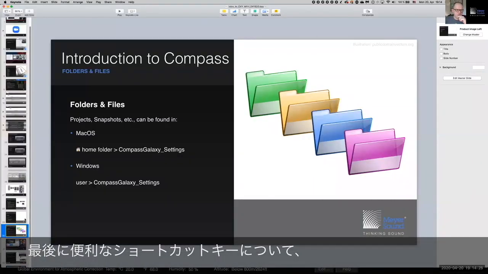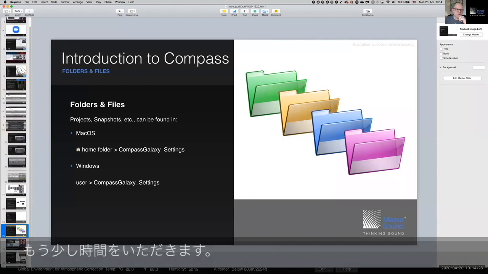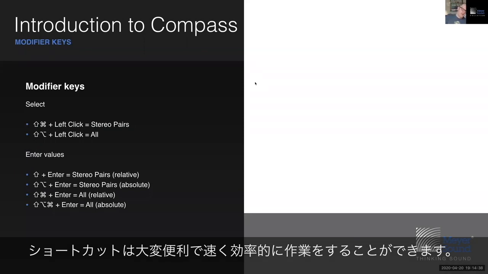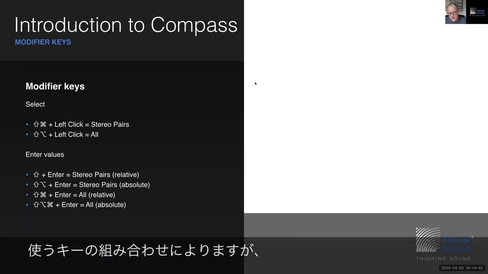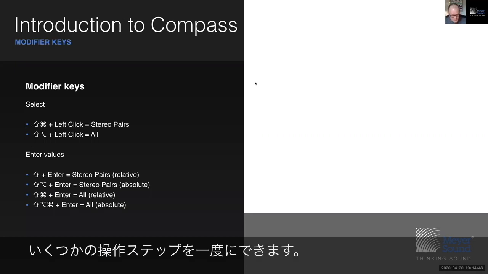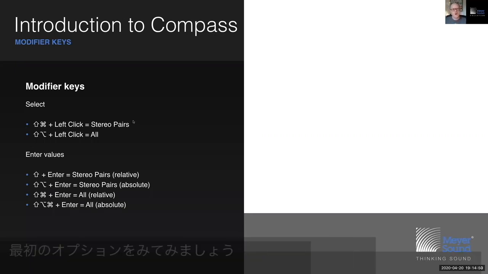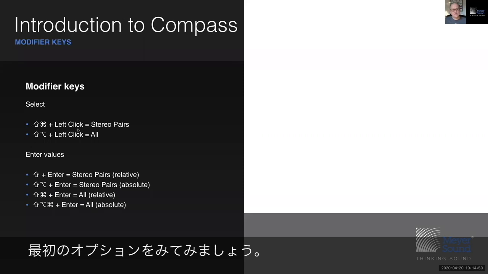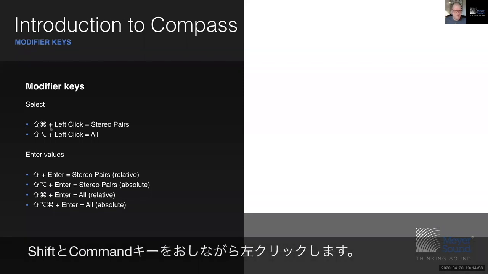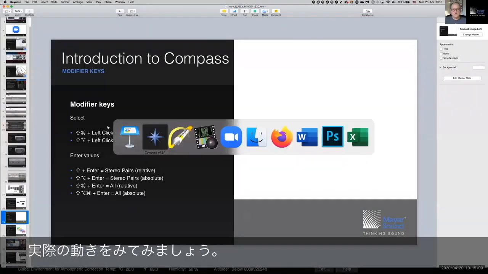Finally, something which is really expedient, I'm going to take one more minute to cover that, are the modifier keys. You might want to take a screenshot of this. This is really convenient, the modifier keys, if you want to work fast and efficiently, because depending on which hotkeys I press, I can do several things at once. So let's look at the first options, muting outputs or inputs in stereo pairs. For this I need to press Shift, Command, and then left click. So let's see how that works.